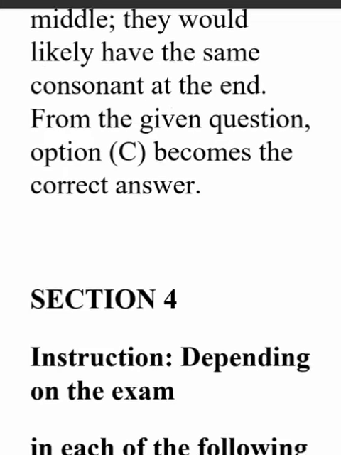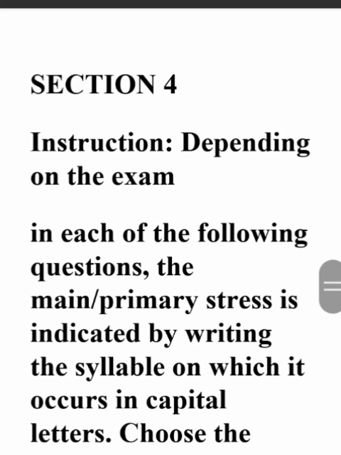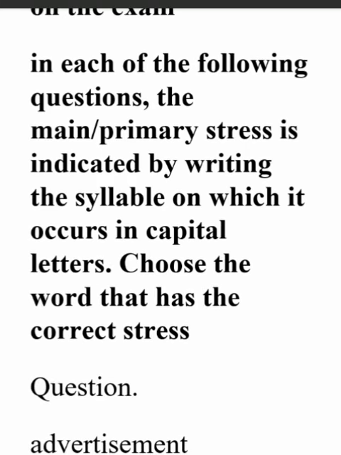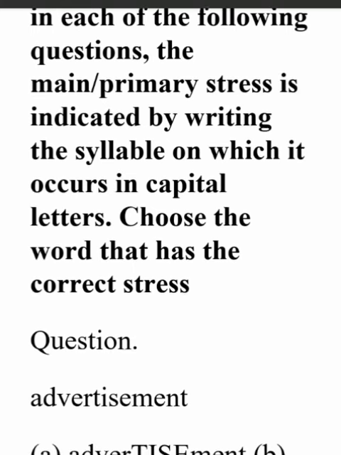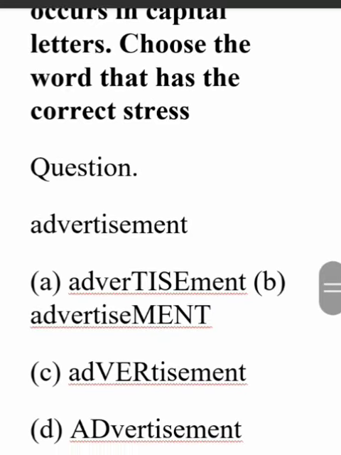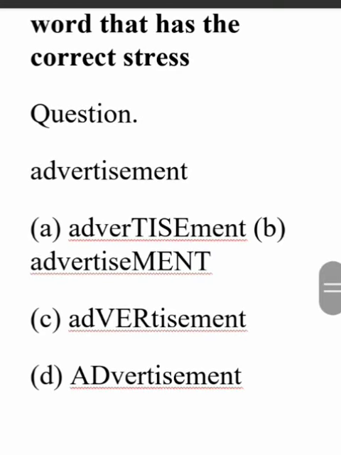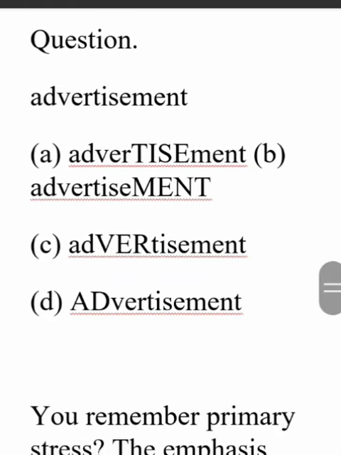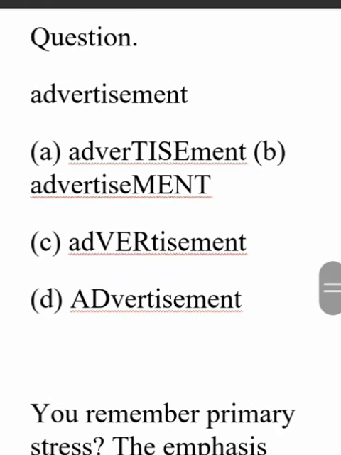Section 4. Instruction, depending on the exam. In each of the following questions, the main/primary stress is indicated by writing the syllable on which it occurs in capital letters. From the options lettered A to D, choose the word that has the correct stress. Question. Advertisement. A. Advertisement. B. Advertisement. C. Advertisement. D. Advertisement.